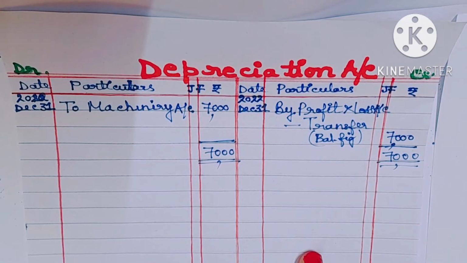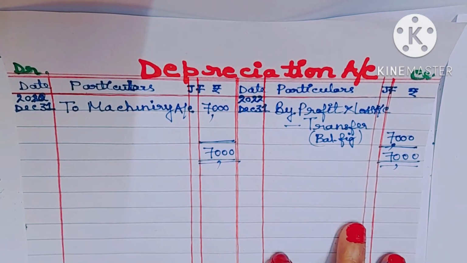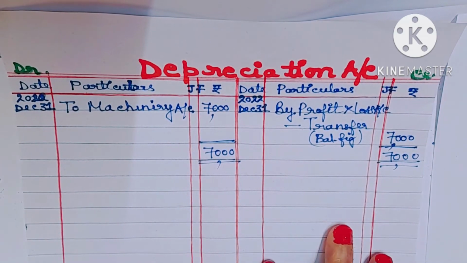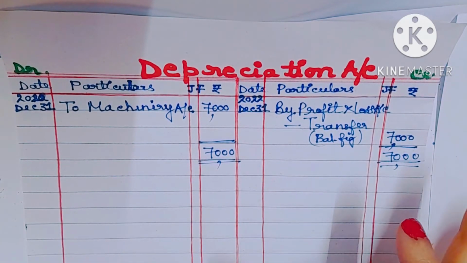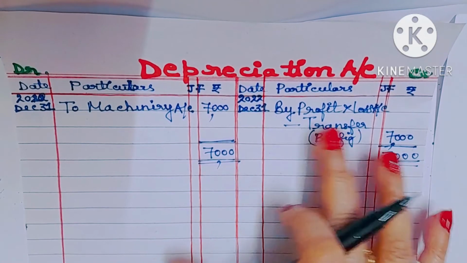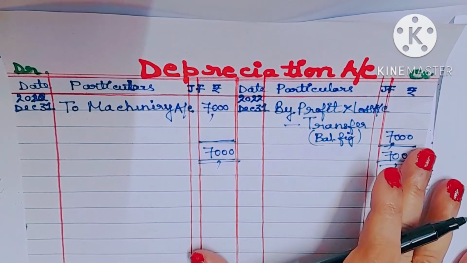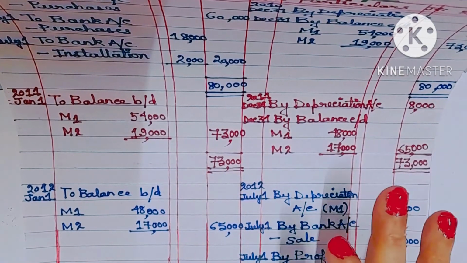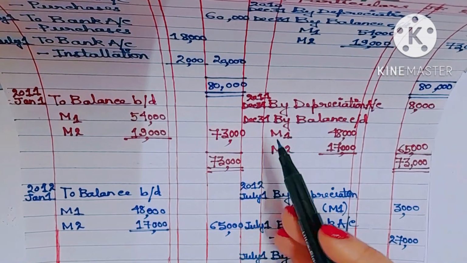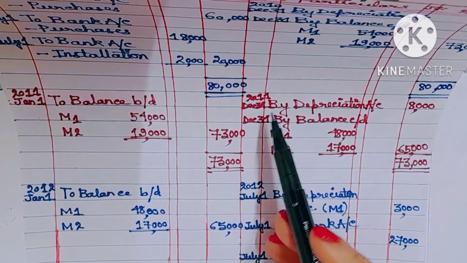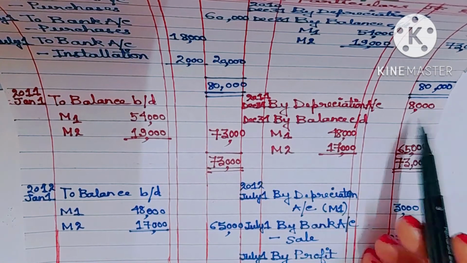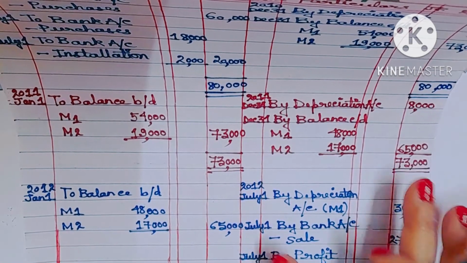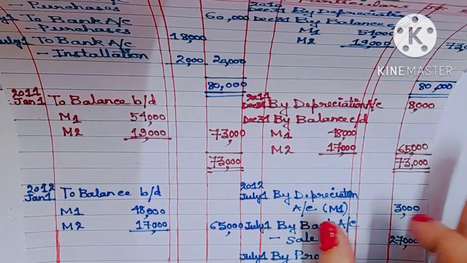Please remember the amount of depreciation is always transferred to the profit and loss account as an item of loss. Balancing figure, you always have to transfer by profit and loss account. Okay? So first year complete. Let's see the second year. Just we got to look at the depreciation. So second year 2011. By depreciation account 8,000. So we'll have to write to machinery account 8,000 on 31st December 2011.